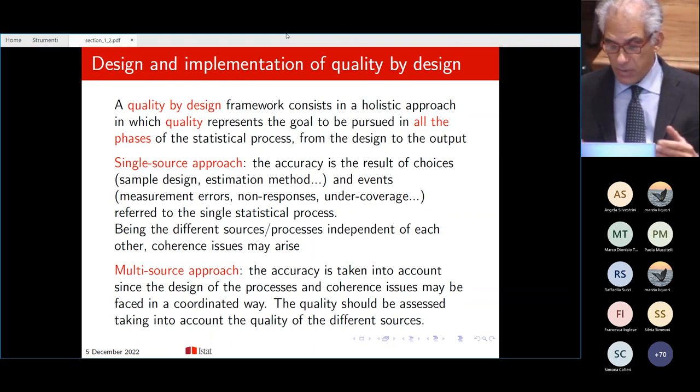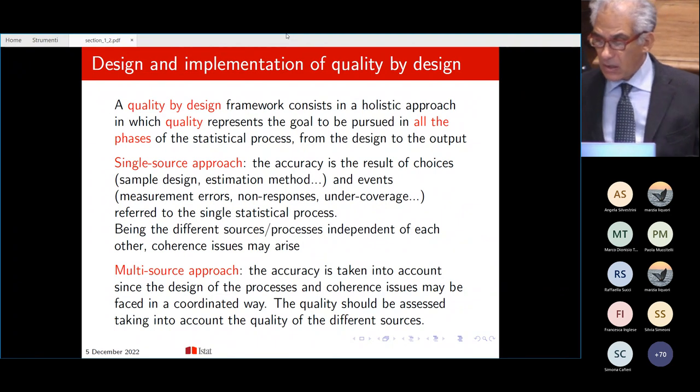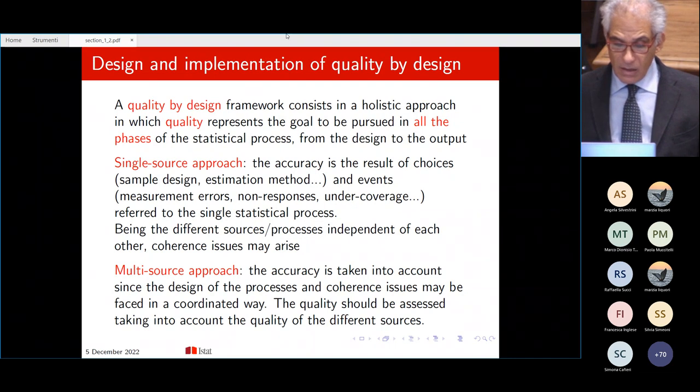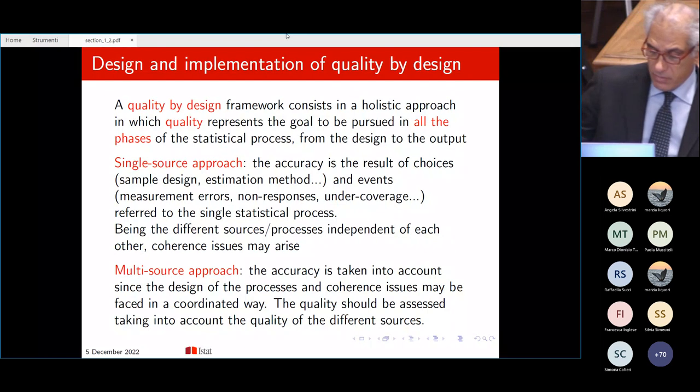Data collection issues may be crucial to get the success of sample surveys aimed to support the process. On the other hand, in the single source approach, everything is planned for the single process, and measurement error, non-responses, and undercoverage, and in general, also the design of the process may affect significant differences among the produced estimates.